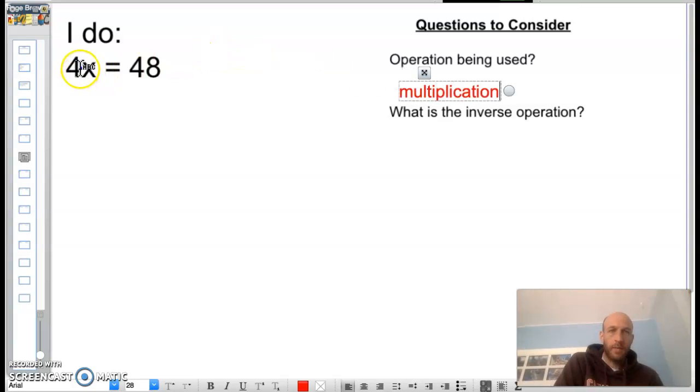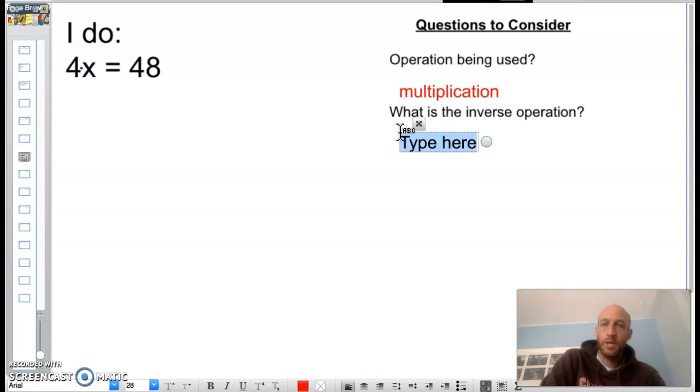Yeah, that's kind of tricky because there's no symbol there. Okay, 4x means 4 times x. All right, so what is the opposite operation of multiplication? It is division. So I'm going to use division to help me figure out what this number is, right? And this is a fact family question.